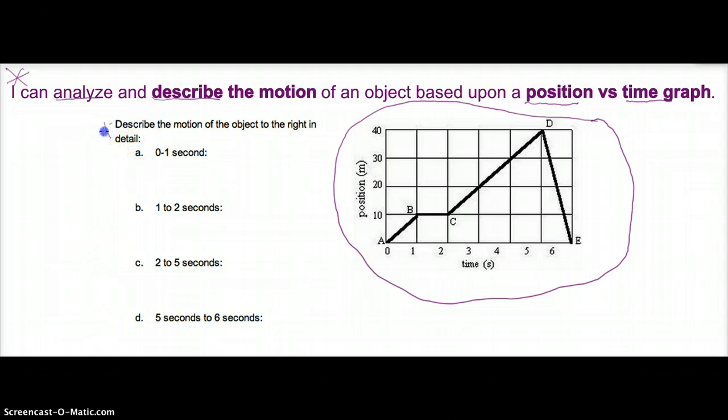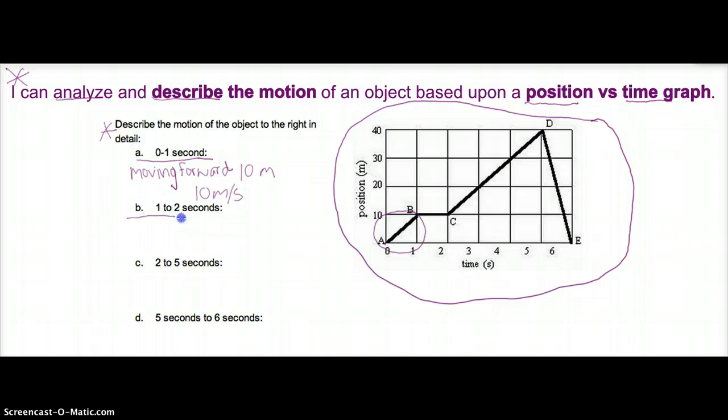It says here, describe the motion of the object to the right in detail. A, 0 to 1 second. Well, let's take a look at this object from 0 to 1 second, which is right here. You could say that the object is moving forward 10 meters. Okay, as you can see, we move forward 10 meters right here. You can even say what the speed is at this second, which is easy. It would just be 10 meters per second at this point.